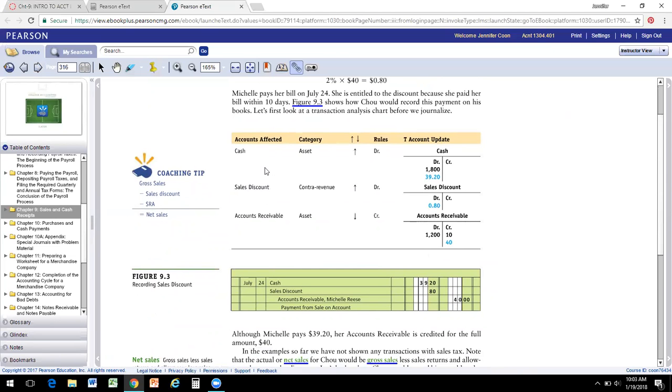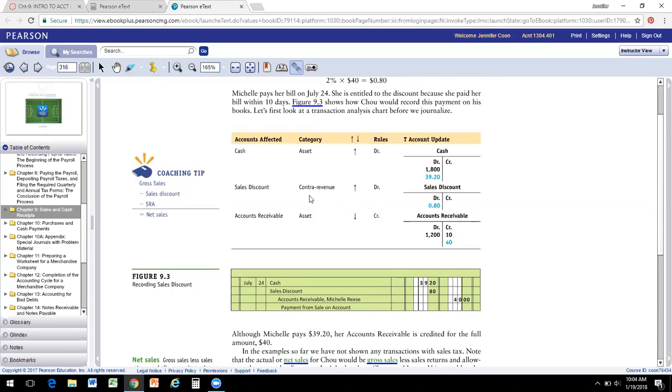So in this situation, they're talking about the sales discount. So when we go in and calculate it, this is kind of what the calculation is. We take our gross sales and we subtract any discounts we get, and we subtract any SRA, sales returns and allowances, and then what it leaves us with is what's called net sales. So you're going to want to remember this formula right here.